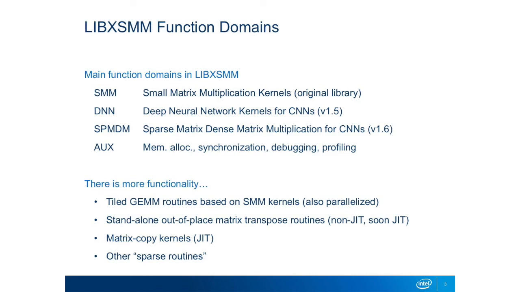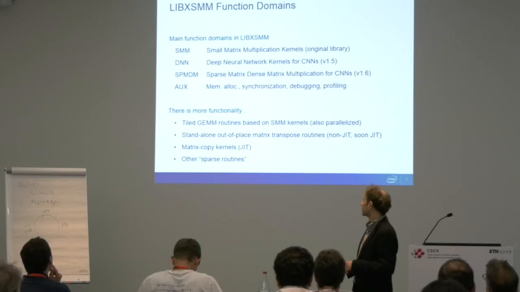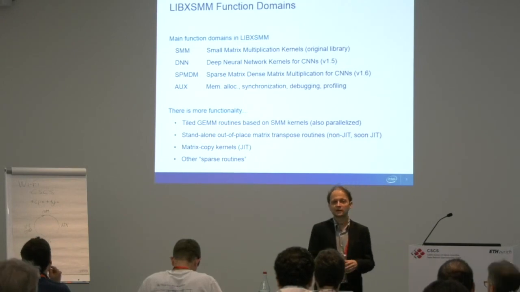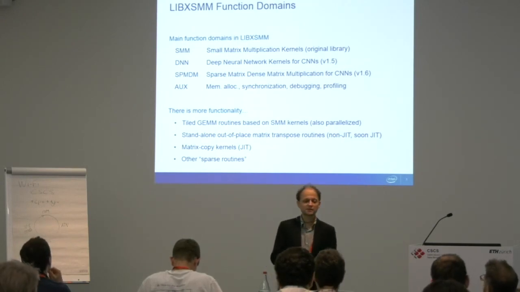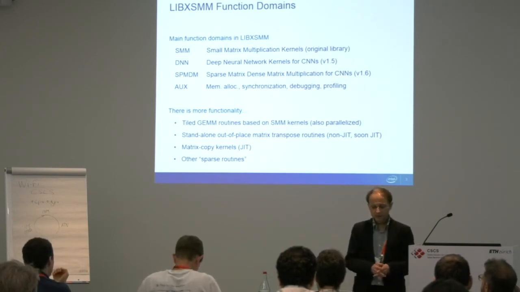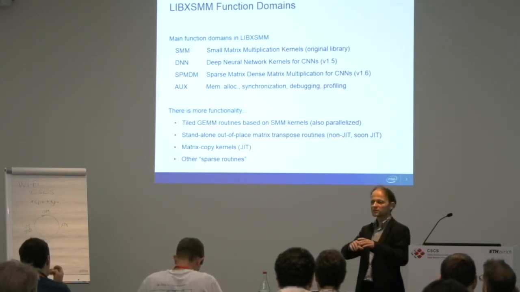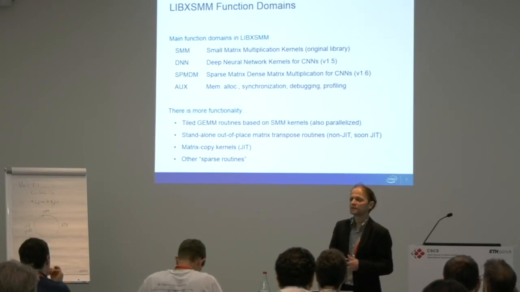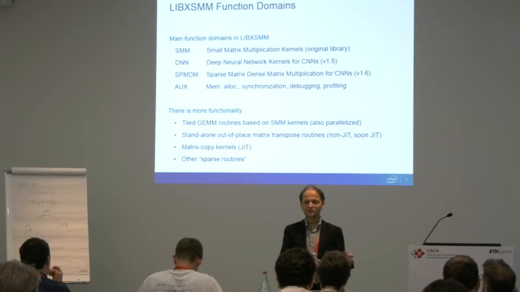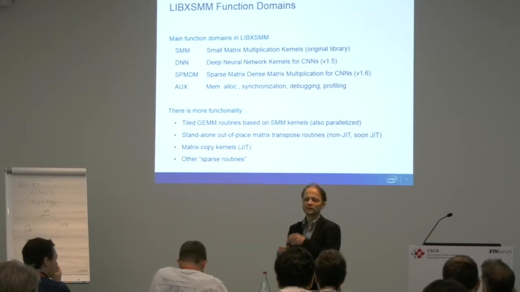As I said earlier, we have several domains. I tried to come up with handy shortcuts for these. We have this SMM domain, we have the DNN domain that you now know what it is. We have this SPMDM, which is like sparse matrix, dense matrix multiplication. Certainly of interest in the deep learning domain as well, because you can have fully connected things and then still exploit sparsity. Something like this is of interest. And then we have more functionality on top of that that is just emerging, or a proposal, and something that we have running somewhere else, but we need to fill it out in later revisions.